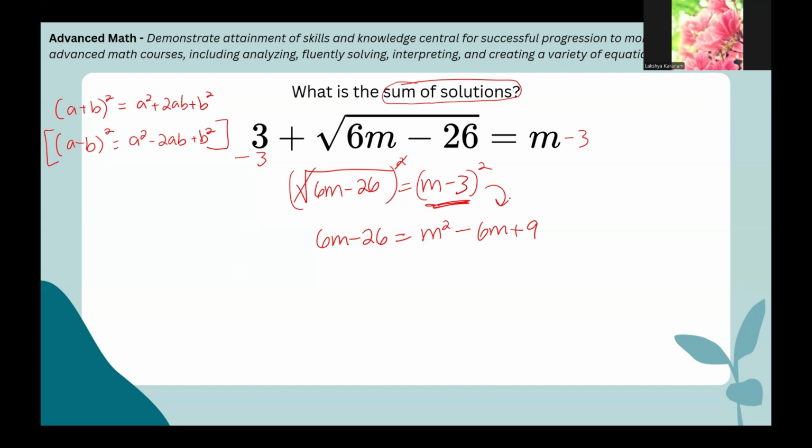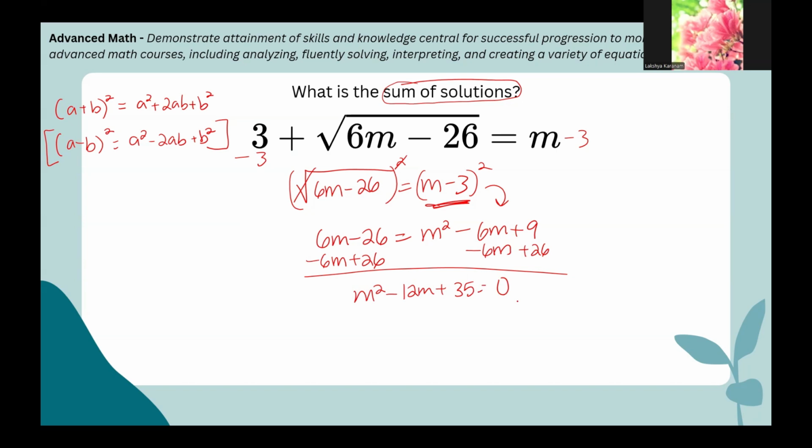Okay, now that we know it's a quadratic, right, we want to get it into standard form. So to get into standard form, I want to bring everything over to one side and end up with a 0 on the other side. So I'm going to subtract both sides by 6m and add 26 to both sides. And when you do that, you'll get m squared minus 12m plus 35 equals 0. Okay.